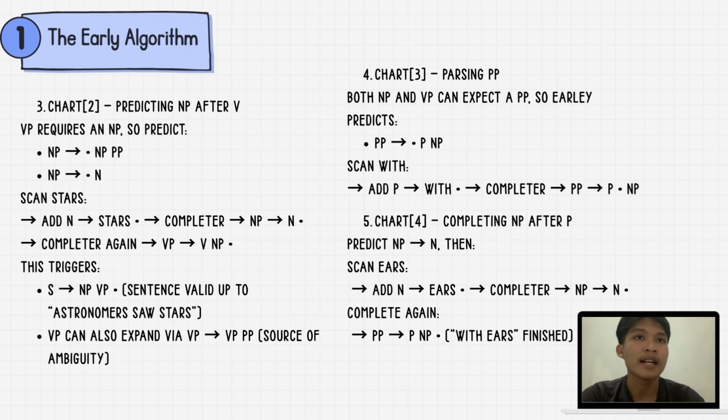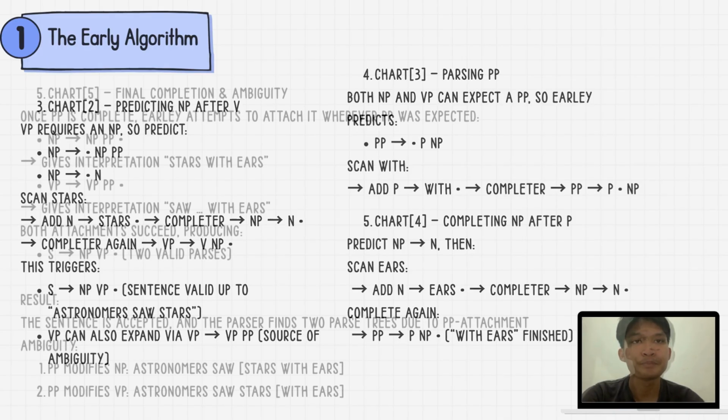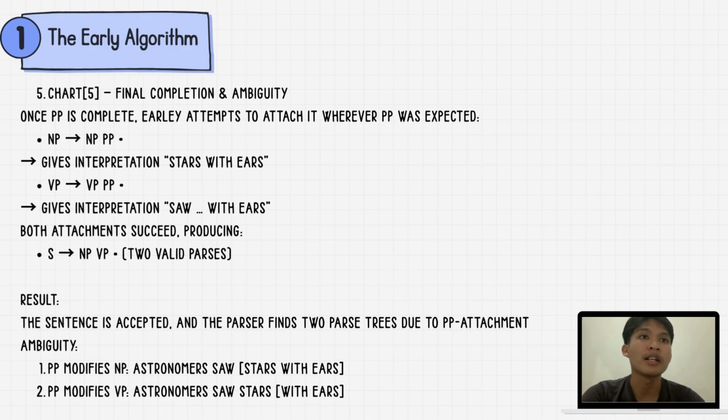We then scan the rest of the sentence with ears to finalize that PP. In the final step, the completed PP with ears successfully attaches to both predicted parent rules. One, it modifies the NP stars. Two, it modifies the VP. So the Earley parser successfully finds the valid meanings for this sentence.